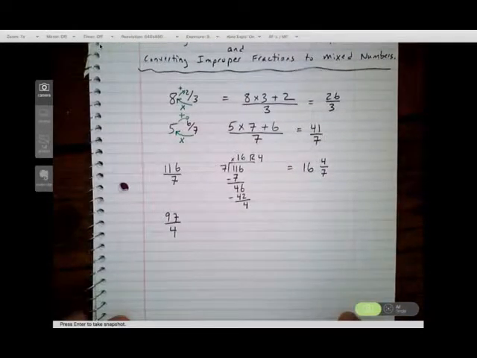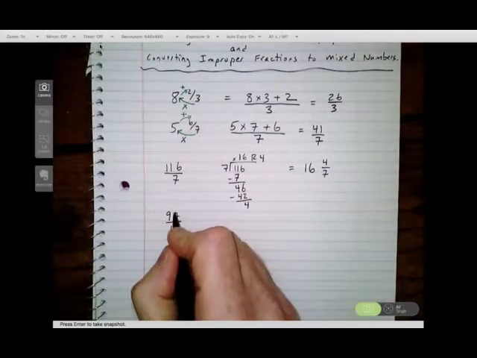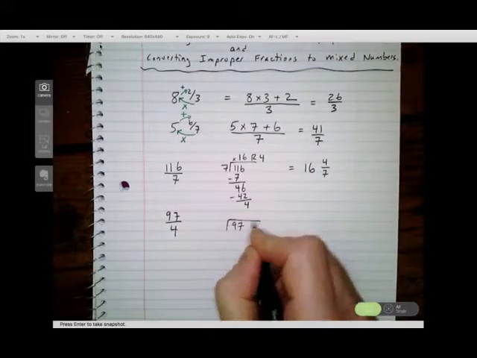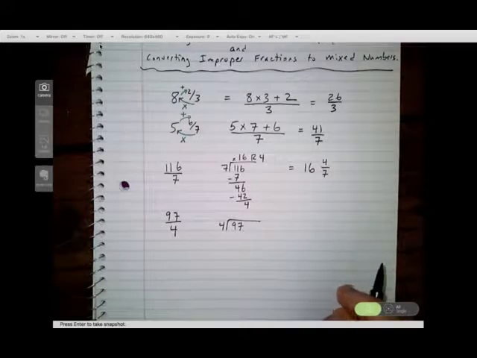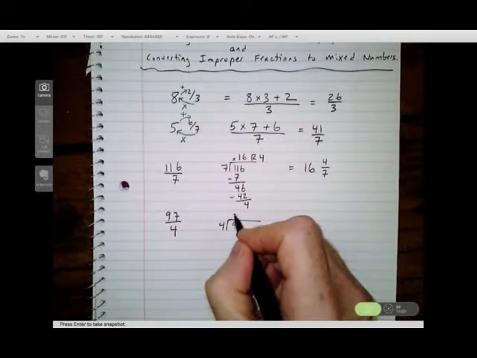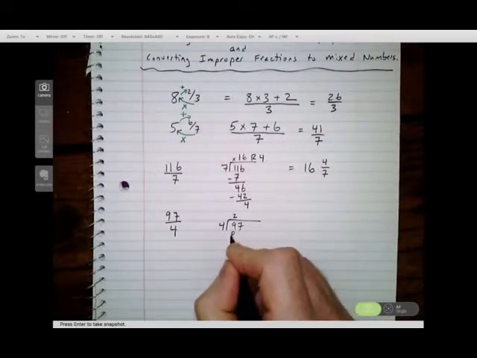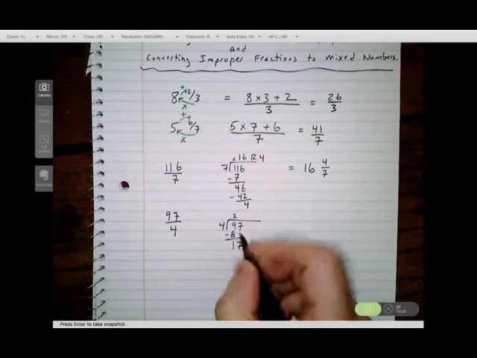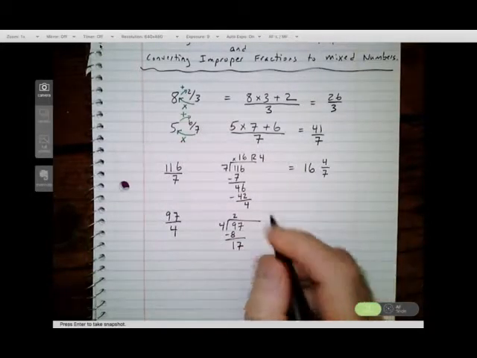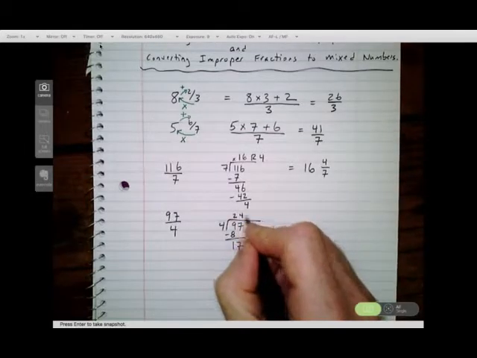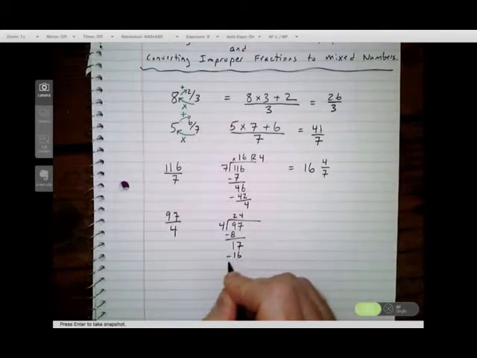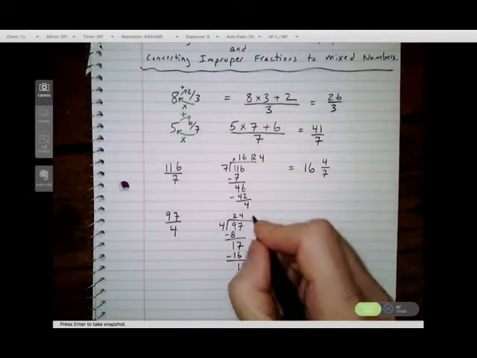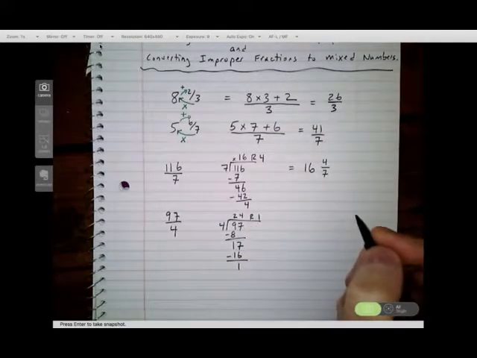Okay, let's do another one here, 97 fourths. So we've got to do some more long division. So what's 97 divided by 4? Okay, 4 goes into 9 twice. Okay, 2 times 4 is 8. Let's subtract that. 9 minus 8 is 1. Drop down the 7. Okay, well, how many 4s go into 17? Well, that's 4 because 4 times 4 is 16. Subtract, and we're left with 1. Okay, there's our remainder. So 24, remainder 1.